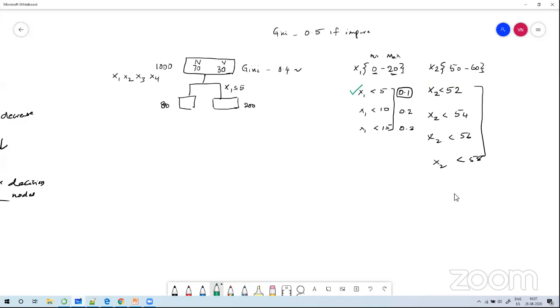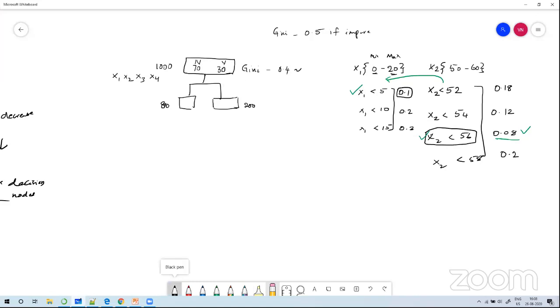On x2, let's say we got a Gini of 0.18 here, 0.12 here, 0.08 here, and 0.2 here. So within x2, what is the best one? This is the best available in x2. Now, if you compare x1 and x2, x2 less than 56 is giving you 0.08 and x1 less than 5 is giving 0.1. Among these two, x2 is the best. So we would probably divide the data at the root node using the variable x2.